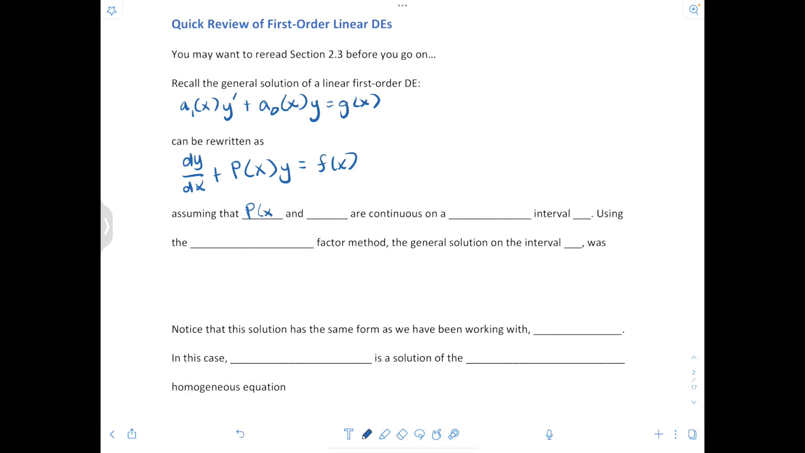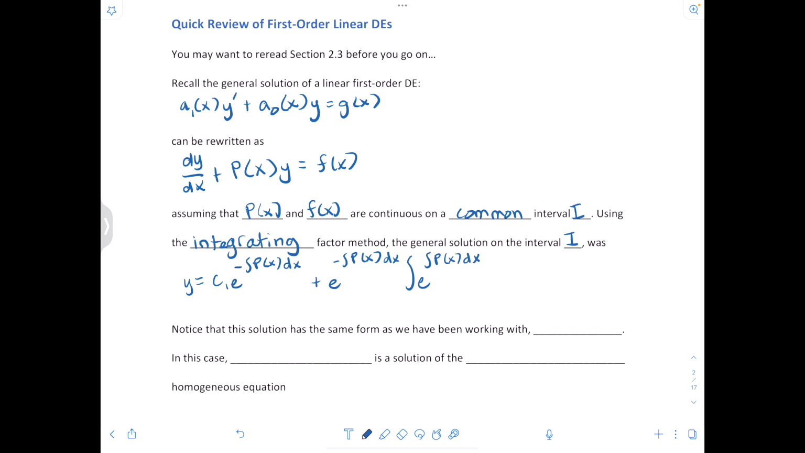Assuming that p at x and f at x are continuous on a common interval I, using the integrating factor method, the general solution on the interval I was y equals c1 e to the negative integral p at x dx, and then plus e to the negative integral p at x dx times the integral e to the positive integral p at x dx times f at x, all with respect to x.